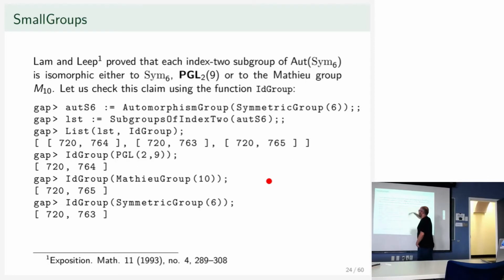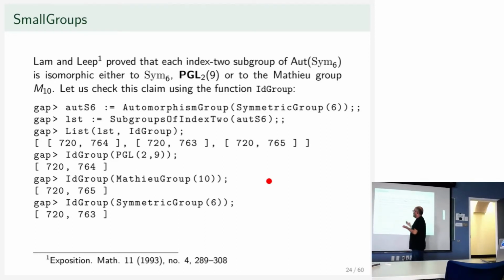We know how to do this. Then, MST is the list of all subgroups of index 2 of the automorphism group. We know how to do this. Then I produce a list with the IdGroup of all the groups appearing in my list. So this is what I get. All groups have the same size, 720, and these are the positions in the list. So it means that I have 3 subgroups of index 2 here.